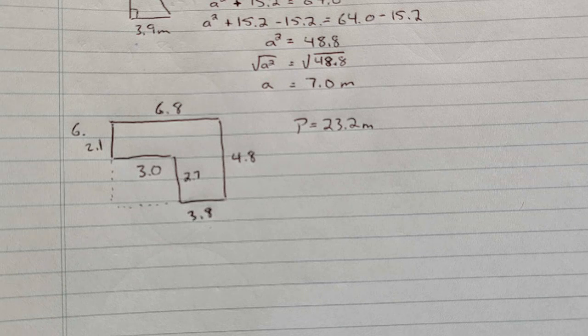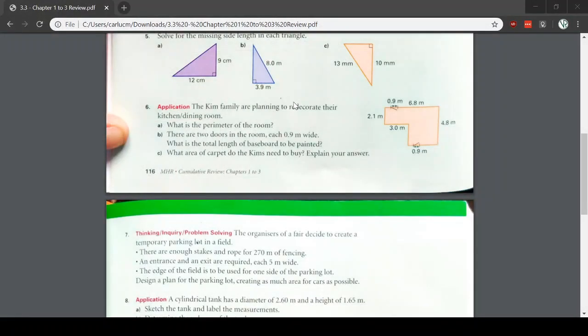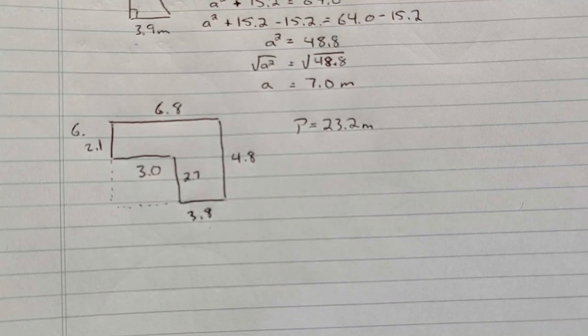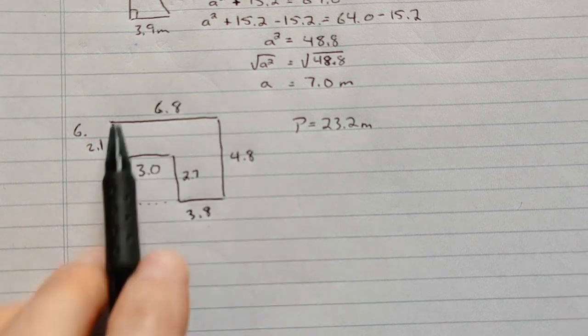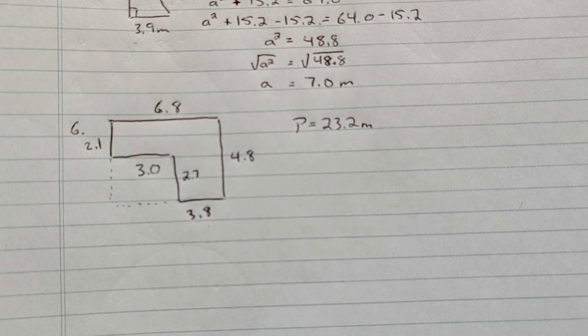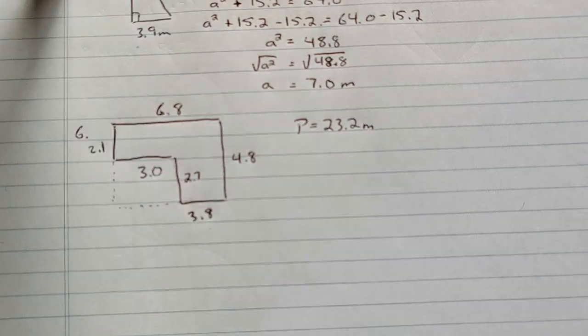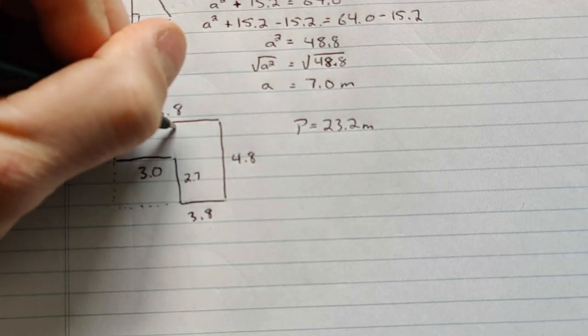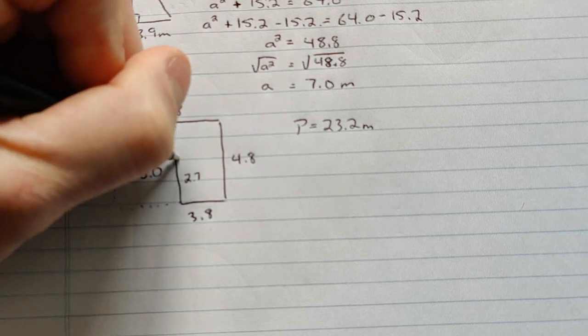And then the next part is what area of carpet do the Kims need to buy? Well, to find the area, we can break this shape up into 2. So if I flip back over here, oh, I never went back to the questions for you guys. Yeah, so there's that 2 doors, 0.9 meters wide. And then the last question, what area of carpet do the Kims need to buy? So in that case, we have 2 rectangles here. And we can cut it here, or we can cut it here. I'm going to cut it this way.